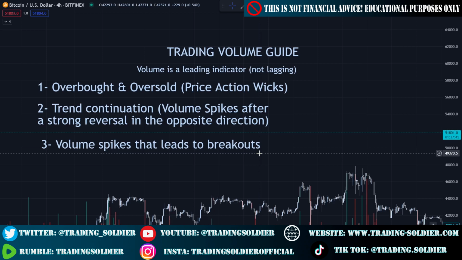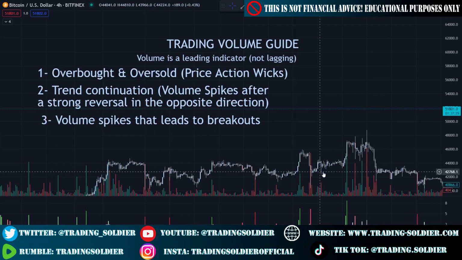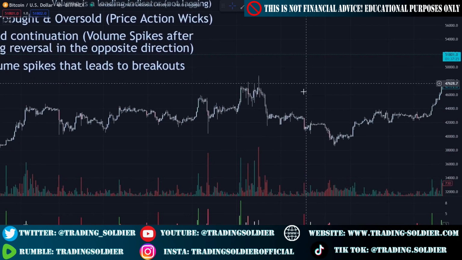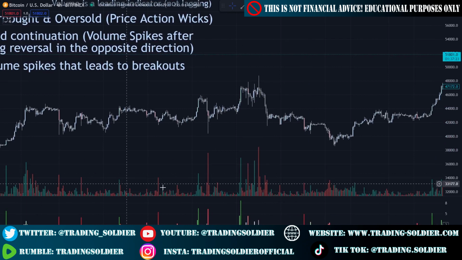So now I'm going to give you a few examples of each of these scenarios so you can see what I just explained. First of all, I want you to know that I don't use volume as it comes by default in TradingView, because as you can see, here is the actual volume indicator in the upper part of the chart. This is the actual volume.